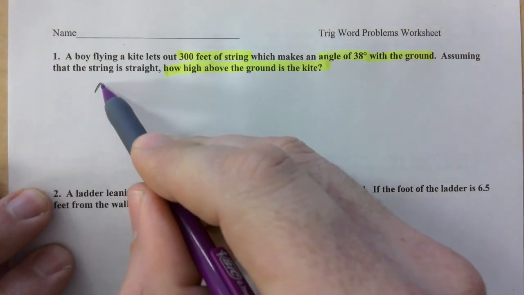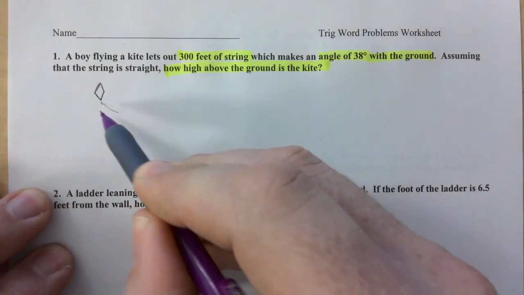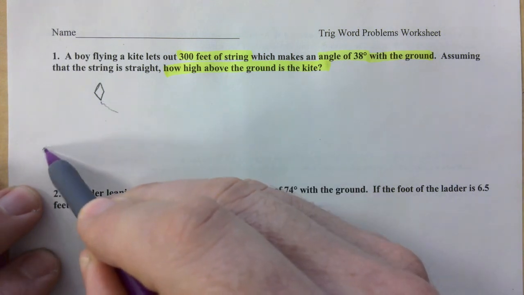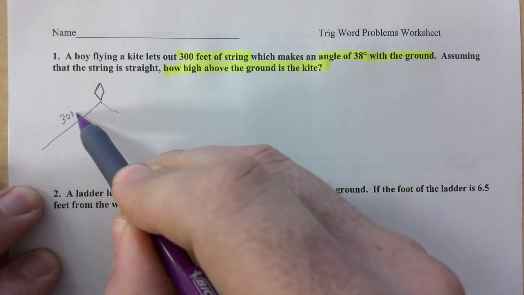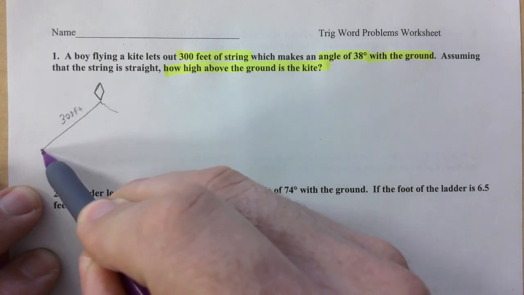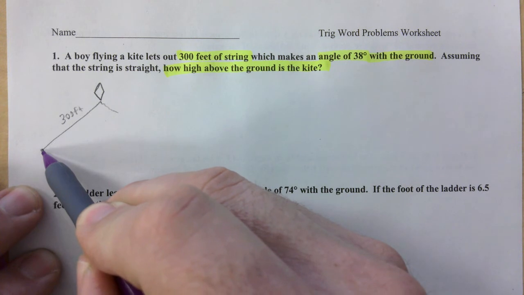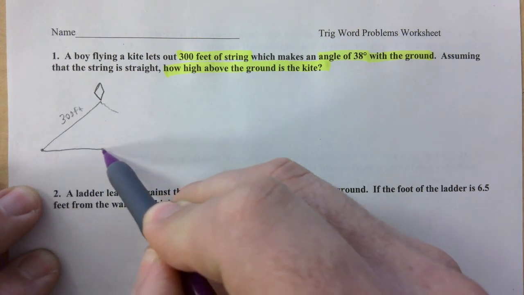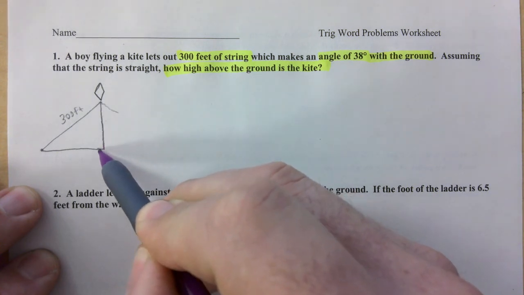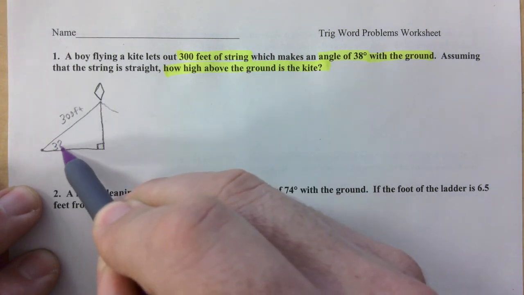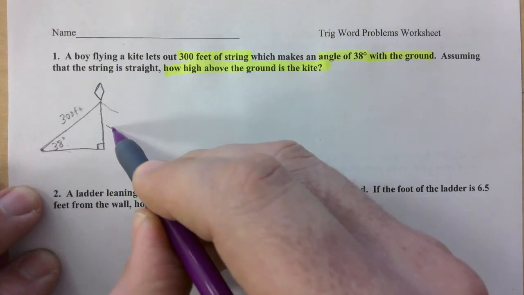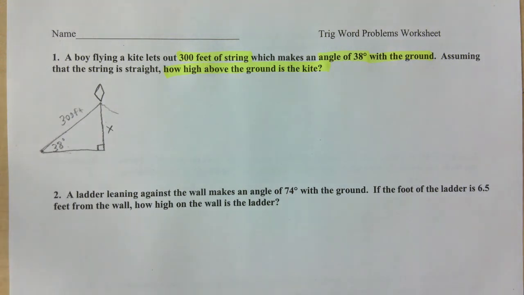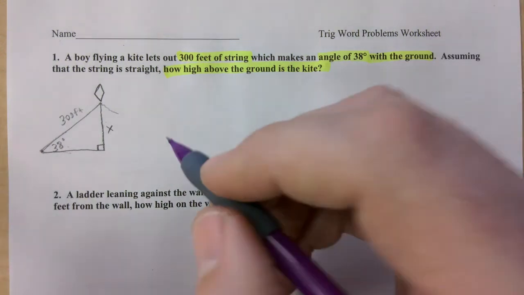So if you have your kite here, the string would be there. And we know that the string is 300 feet and the person is holding it here. And it makes a 38 degree angle with the ground. So we have our right triangle here. The string makes the 38 with the ground, so the 38 goes here. They're asking us for the height of the kite, how high above the ground.